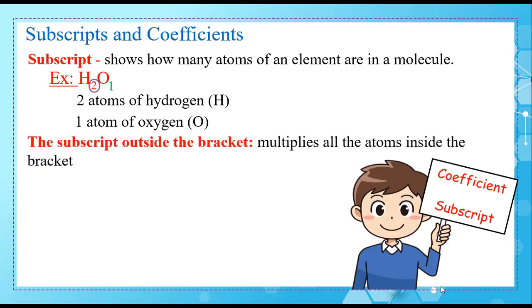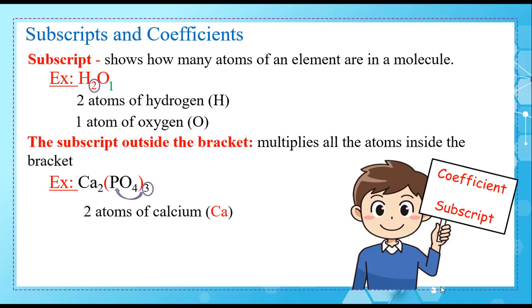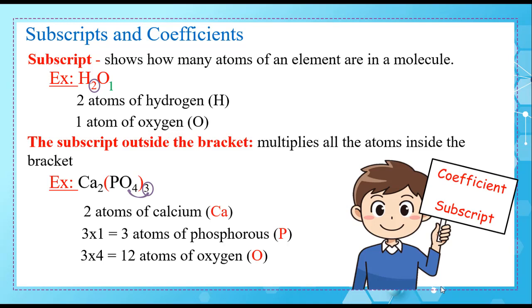Usually, the subscript outside the bracket multiplies all the atoms inside the bracket. Example, Ca3(PO4)2. The subscript 3 shows that we have 3 atoms of calcium, and the subscript 2 is outside the bracket, so it should be multiplied by the atoms inside the bracket, which are phosphorus and oxygen. 2 times 1 equals 2, so 2 atoms of phosphorus. 2 times 4 equals 8, so 8 atoms of oxygen.